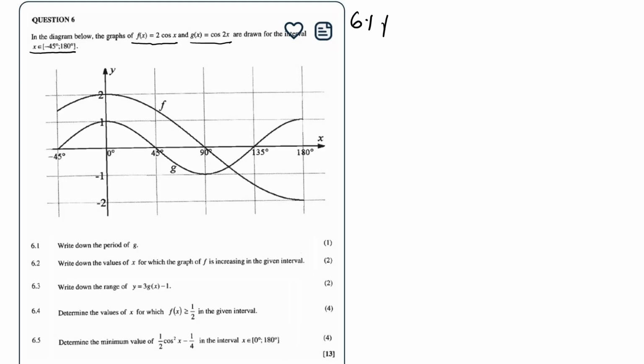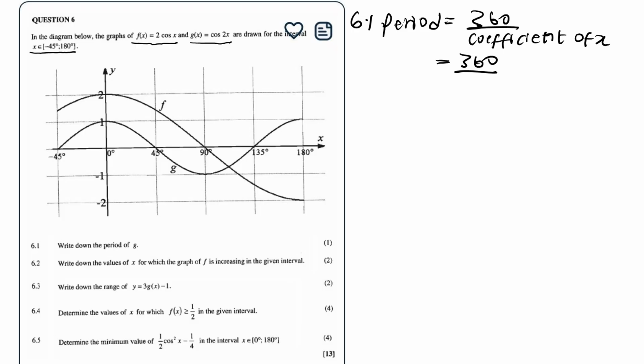The period is equal to 360 over the coefficient of x. Therefore 360 over, it is g, right? The coefficient of x is 2. Therefore the period is equal to 180 degrees.